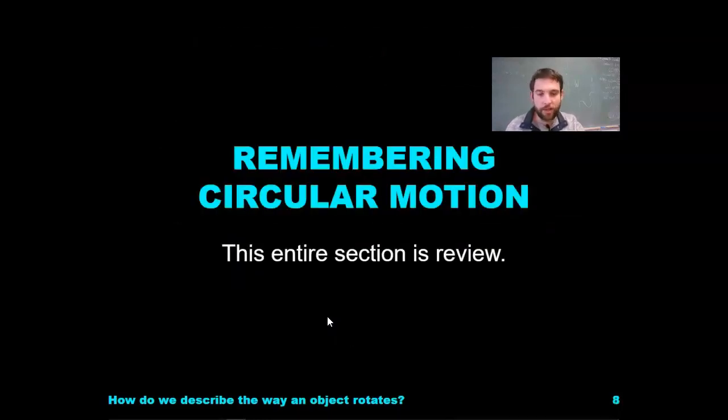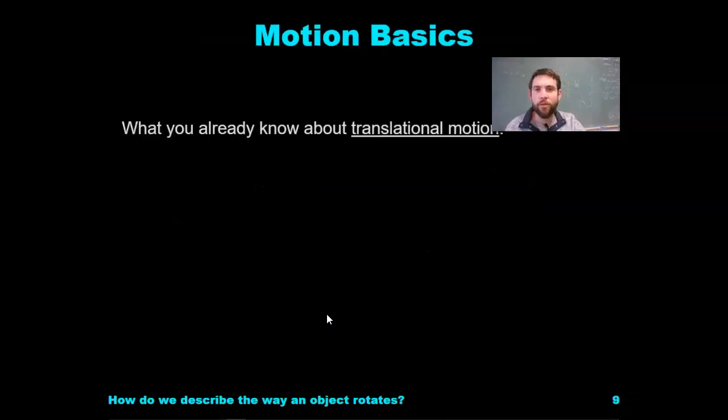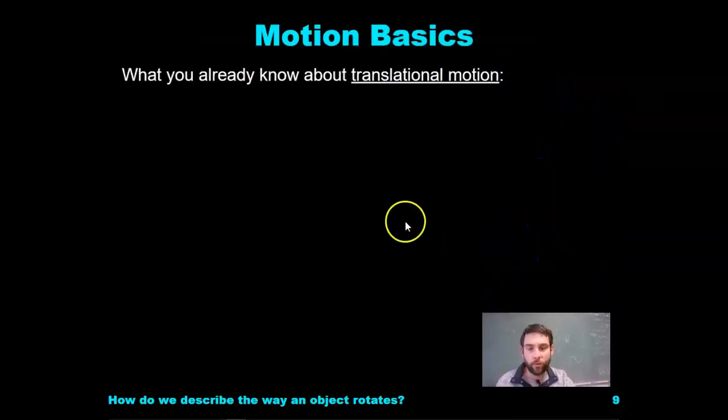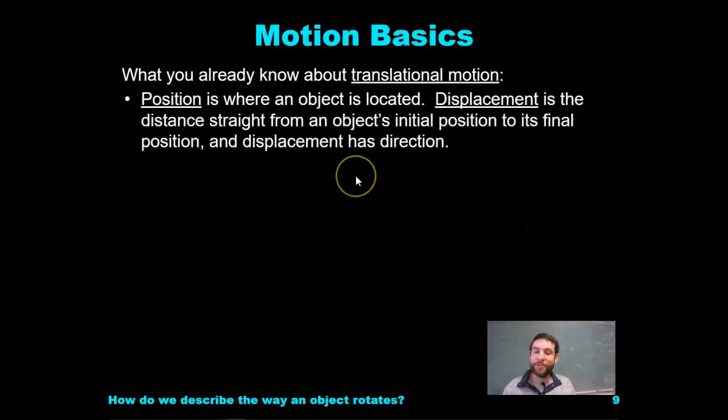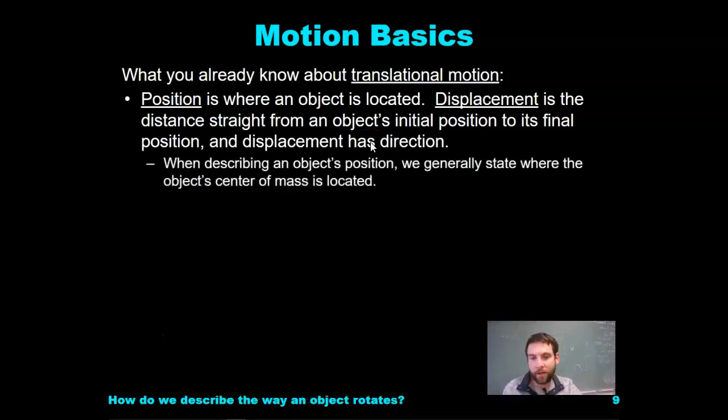Remembering linear motion, this is going to be a quick review. What we know about position: position is where an object is located. Displacement is the distance straight from an object's initial position to its final position. Displacement has direction and magnitude. Displacement is a vector. When describing an object's position, we generally state where the object's center of mass is located.